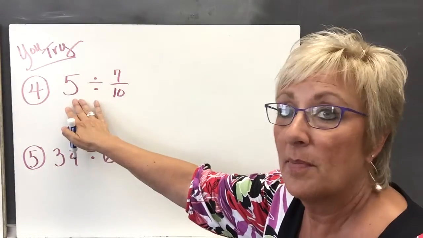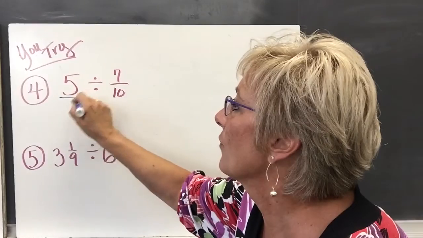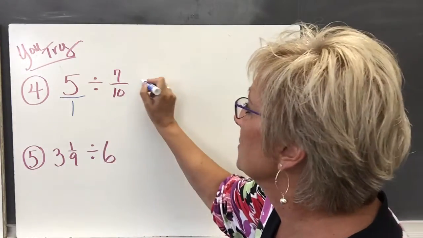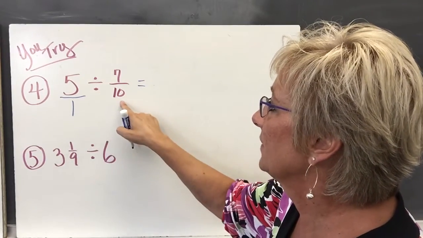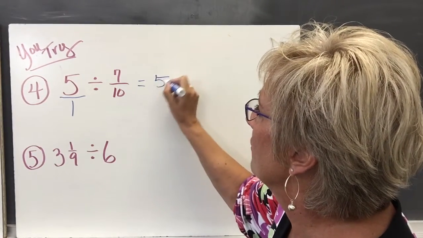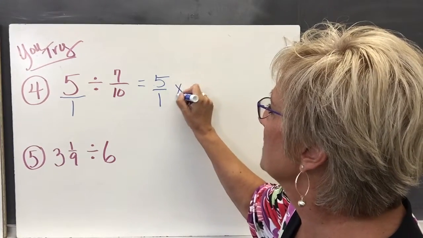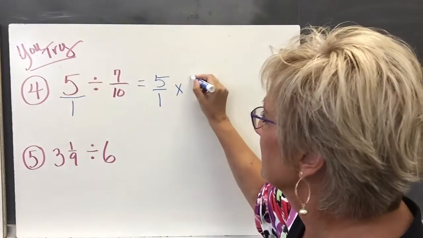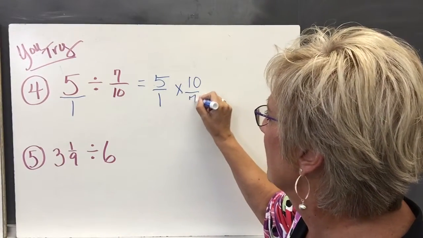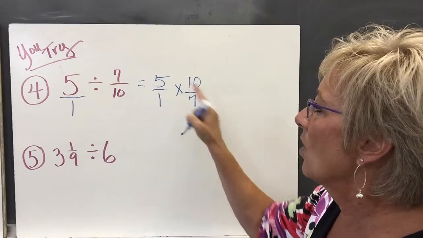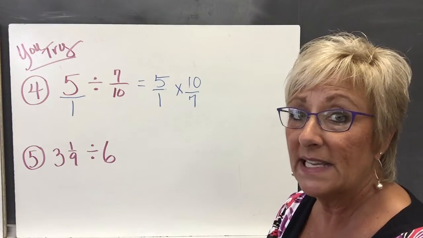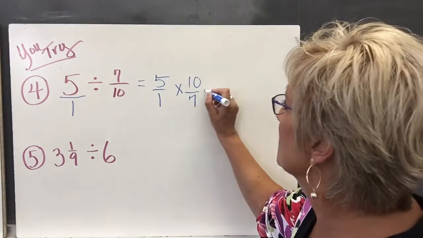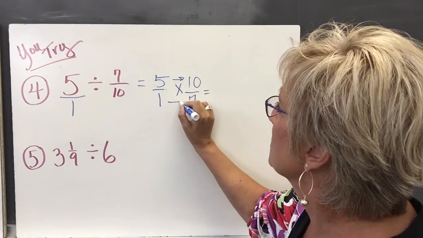I know I've got a whole number, so I need to put this whole number over 1, okay? I've made it a fraction. Now, all I have to do is keep, change, flip. So I'm going to keep the 5/1. I'm going to change my division sign into a multiplication sign, and I'm going to flip 7/10 and make it into 10/7. I know by looking at it cross diagonally that I don't have anything that can go into 1 and 10. I have nothing in common with 5 and 7. So I'm just going to multiply it out just right across.